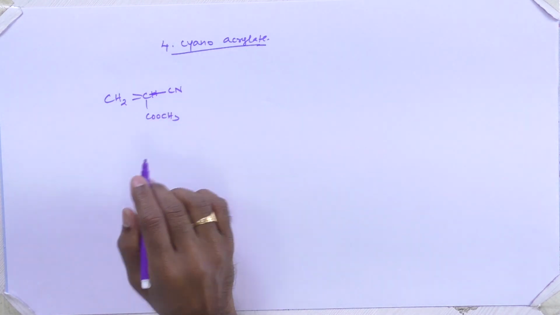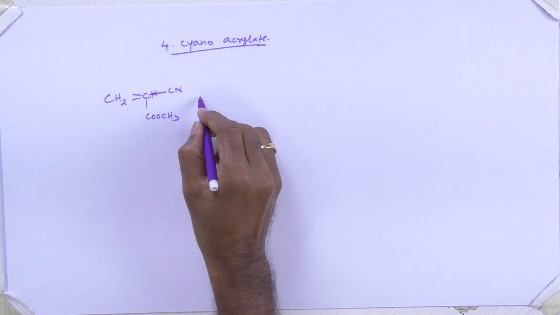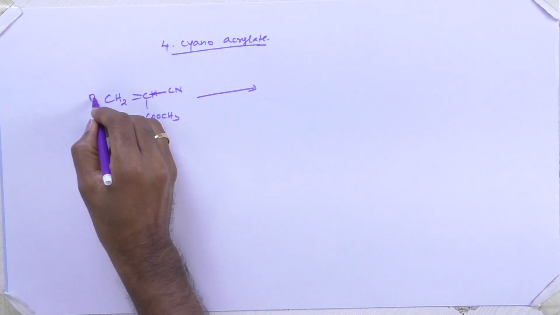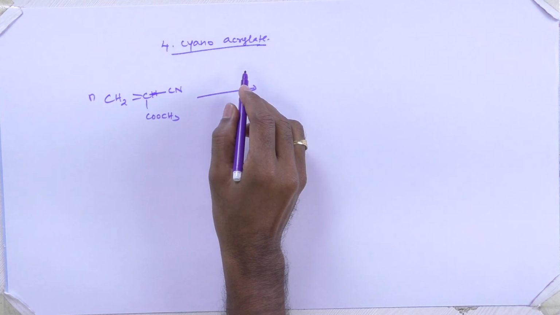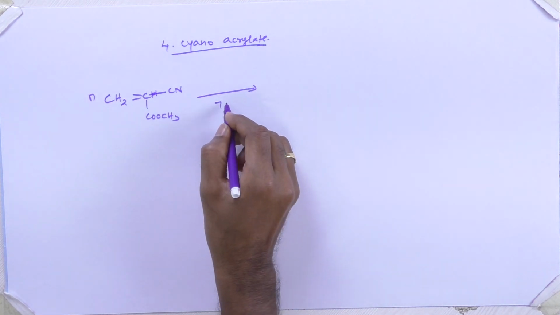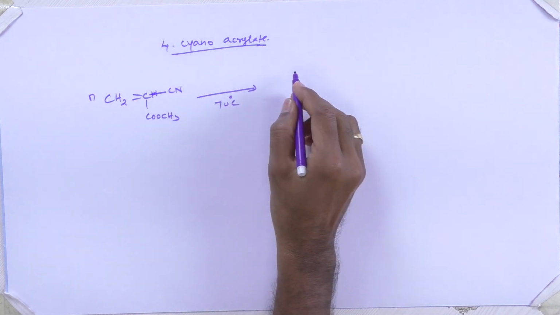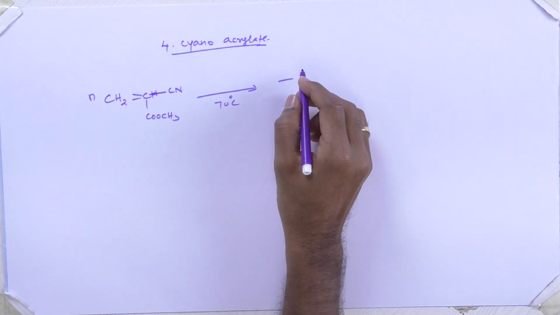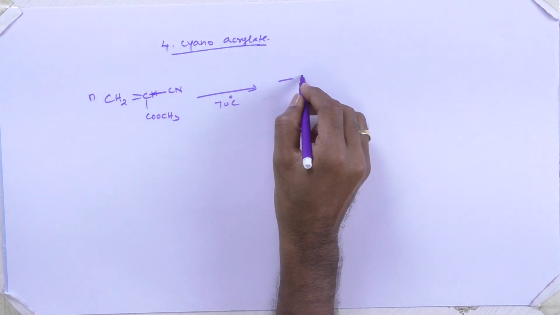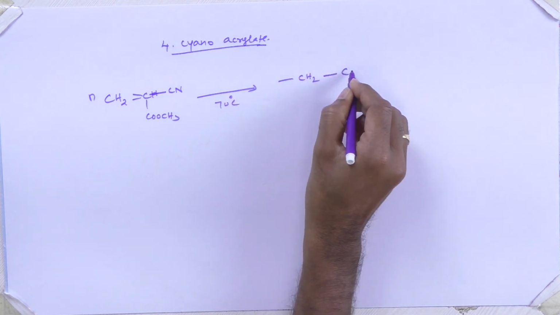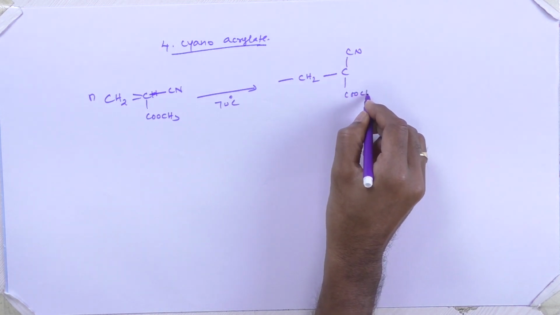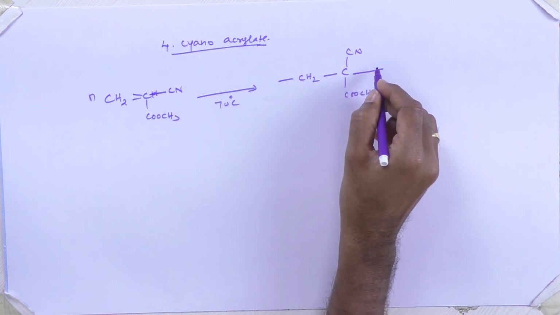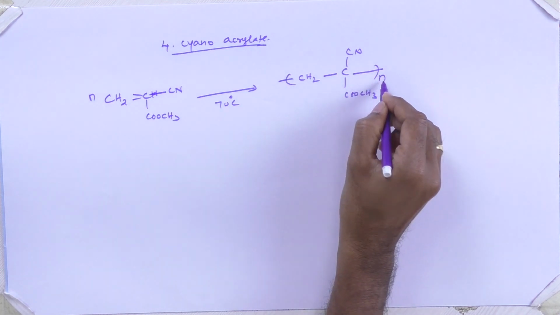This is cyanomethacrylate, and when this monomer undergoes a solution polymerization process in the presence of an initiator, carried out at 70 degrees centigrade, it forms polycyanoacrylates. CH2 CN. So this is how the chemical structure is modified when the adhesive is applied on the surface of the adherent.